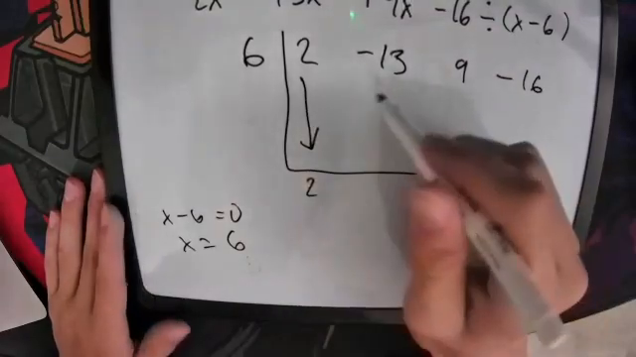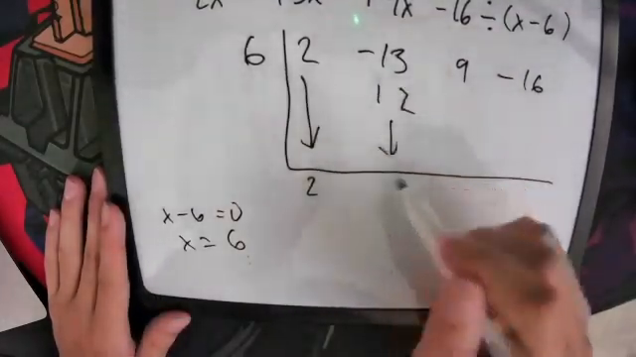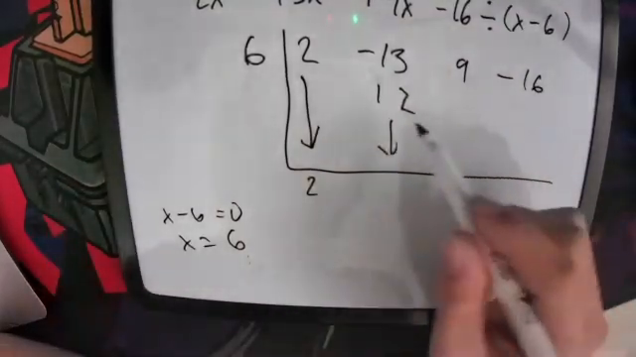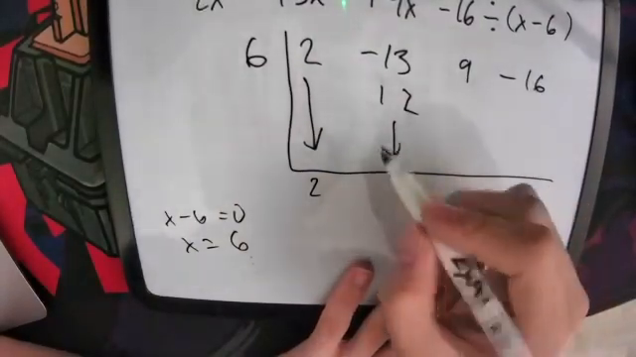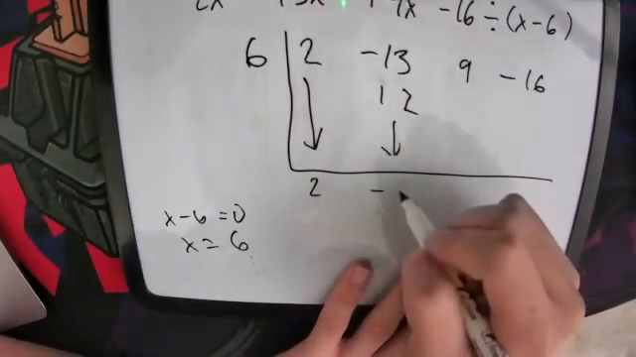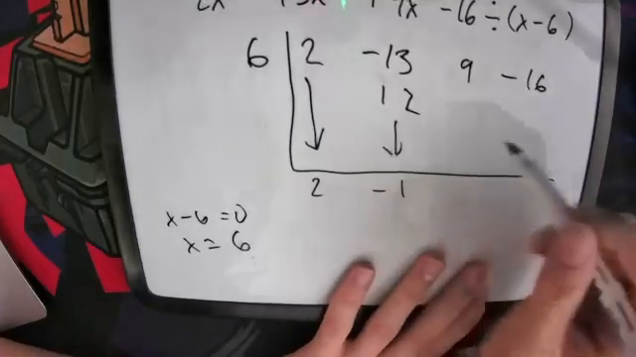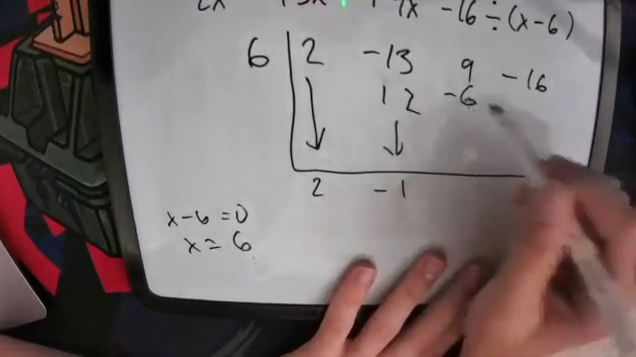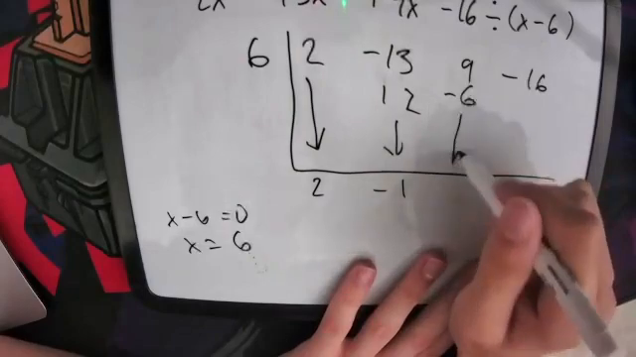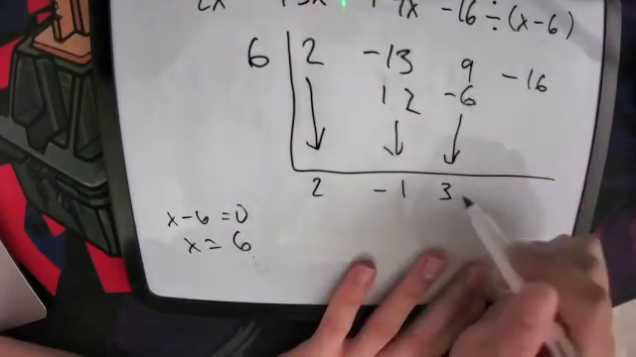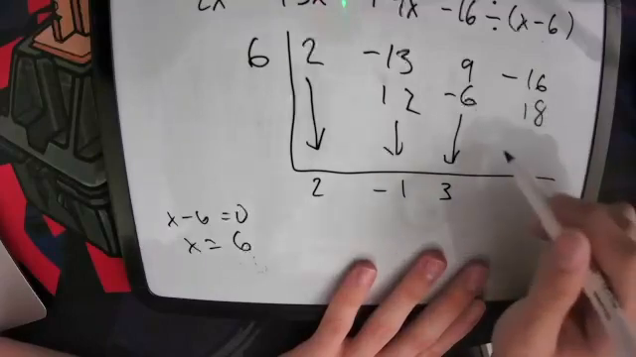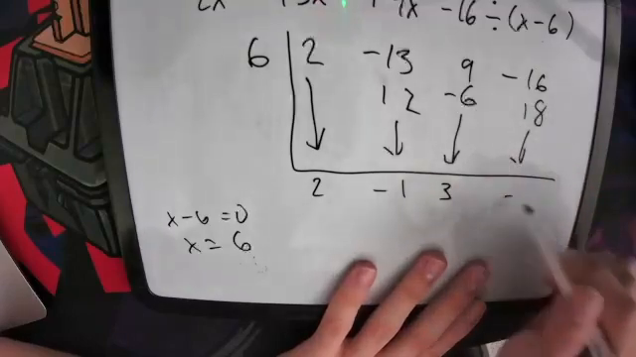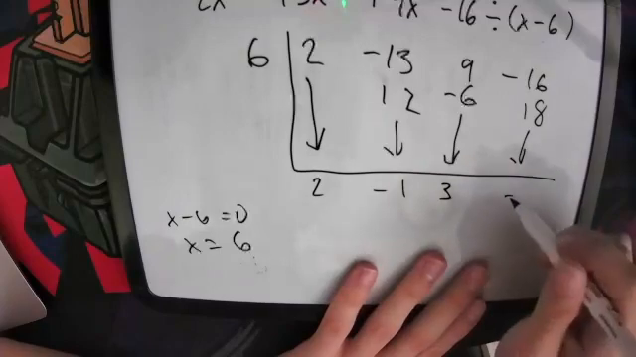6 times 2, which is 12. -13 plus 12 is -1. -1 times 6, that's -6. 9 minus 6, that is 3. 3 times 6, that is 18. -16 plus 18, that is 2.